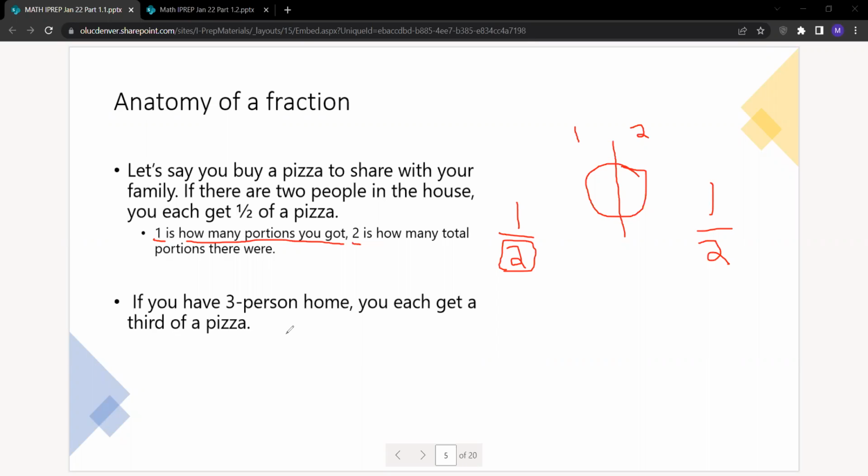So just a question to solidify what we're talking about. If you have a 3-person home, you each get a third of the pizza, right? So if you have that same pizza, cut it into thirds, you each get 1/3. And again, we can think about that as each person gets one piece out of a total 3.